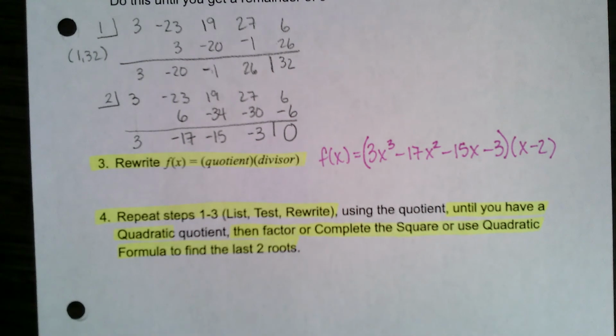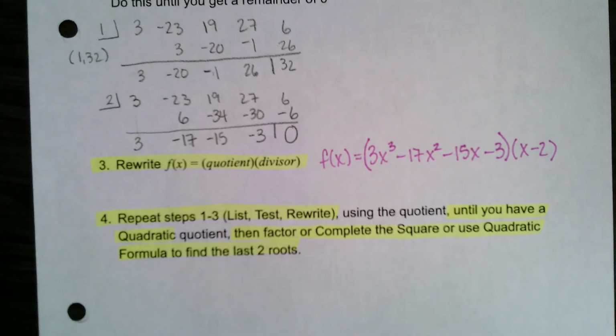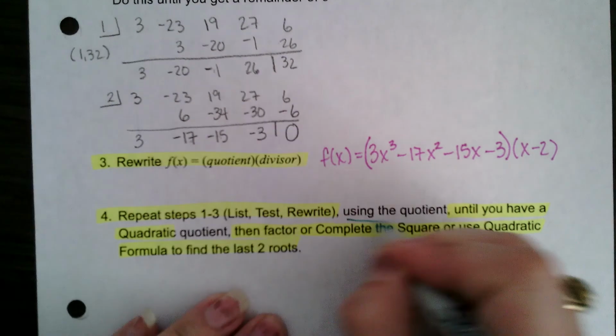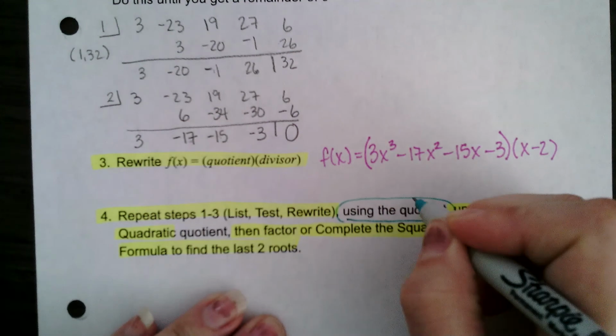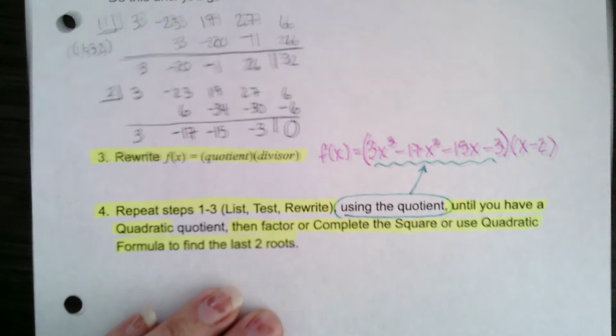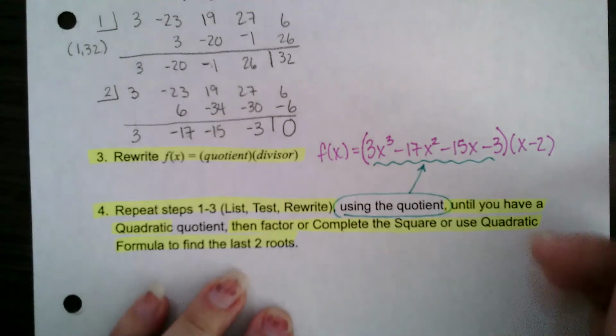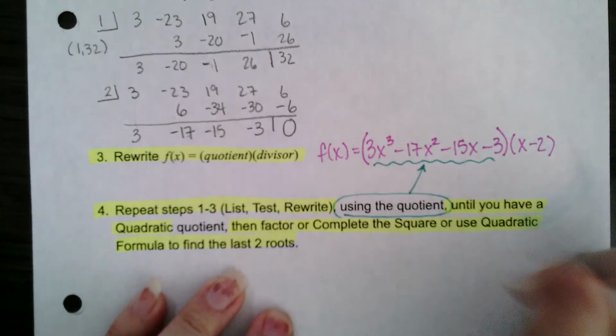And I'm going to go through that entire process again. So starting back at step 1, which is list, and then I'll test, and then I'll rewrite. But what I want to do is use the quotient. So I'm going to use what they call the depressed function, because it's 1 degree lower. I'm going to use this smaller function to do my list, test, and rewrite.